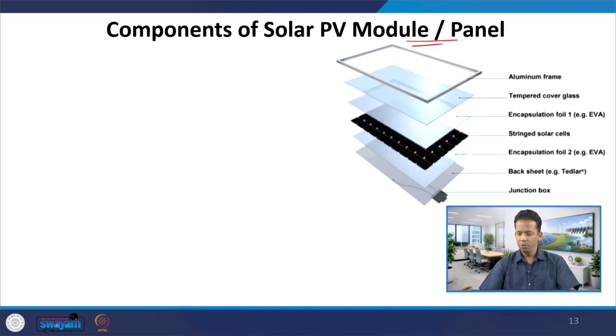This is a picture which shows a typical solar PV module, and you can see, starting from the aluminum frame, there is a tempered cover glass, and here is the stringed solar cell. Stringed solar cells means the cells having PV cells in series as well as in parallel, and then encapsulation foil, that's foil 1, that's foil 2, both made from EVA, ethyl vinyl acetate. Then there is a back sheet, and then there is a junction box. When all of these are assembled together and compacted using a silicon glue, they form a solar PV module.